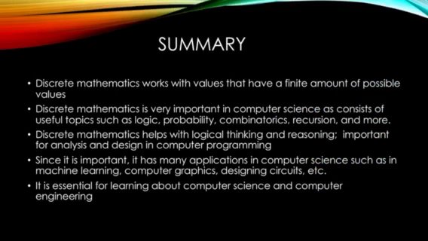So now to simply summarize the entire video, discrete mathematics works with values that have a finite amount of possible values. Discrete mathematics is very important in computer science as it consists of useful topics such as logic, probability, combinatorics, recursion, and more. Discrete mathematics helps with logical thinking and reasoning, and it is important for analysis and design in computer programming. And since it is important, it has many applications in computer science, such as in machine learning, computer graphics, designing circuits, and etc.